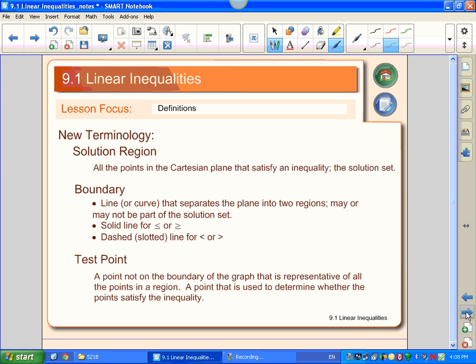So here are a few notes. Solution region we talked about. We talked about the boundary line, the line that's separating the plane and the regions. It could also be a curve. We're going to look at parabolas as well as lines. They're a quadratic function. Solid for the less than or equal to, greater than or equal to, the dashed or the slotted line for the less than or just a greater than. And then we have a test point telling me if that point is part of that solution or not.